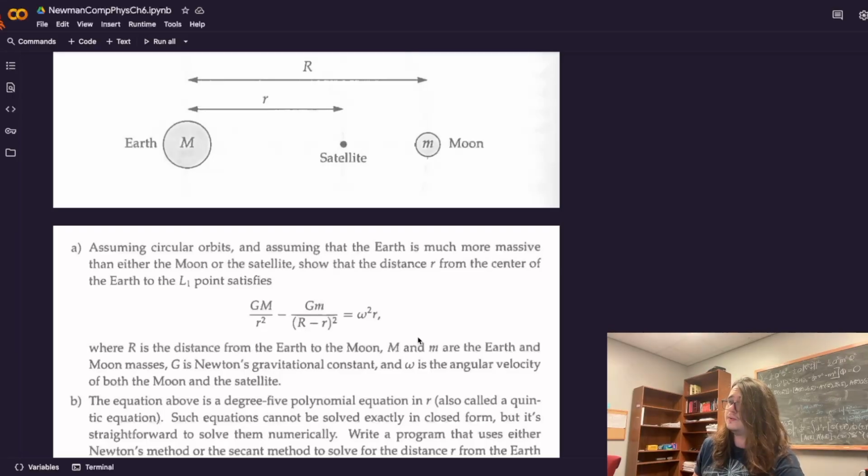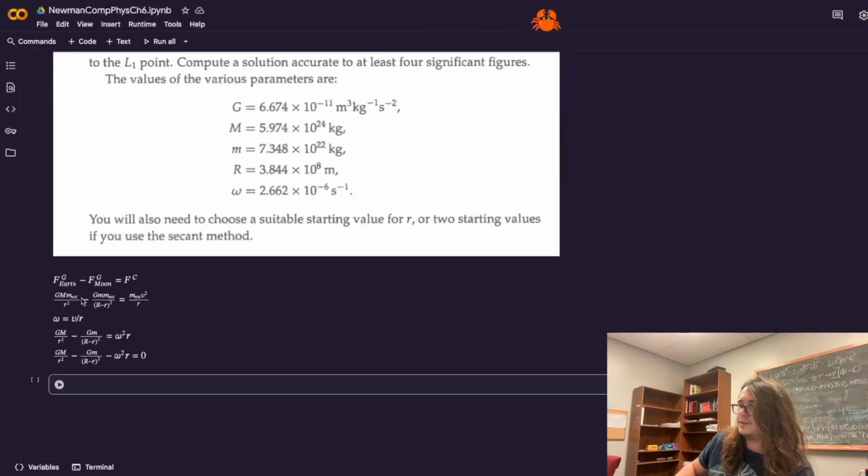And it says assume circular orbits and assume that the Earth is much more massive than either the moon or the satellite, which I don't know why it says to assume that, because if you just say use the Newtonian gravitational force of the satellite on the Earth minus the Newtonian gravitational force of the satellite on the moon, that will be equal to the centripetal force of the satellite in motion, right? So plugging in all of those things there, you end up with the mass of the satellite canceling out because all of these terms depend on the mass of the satellite.